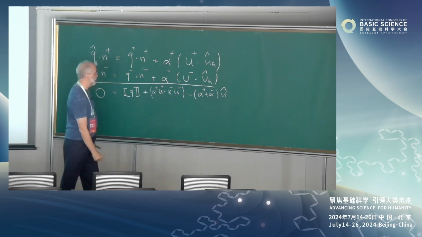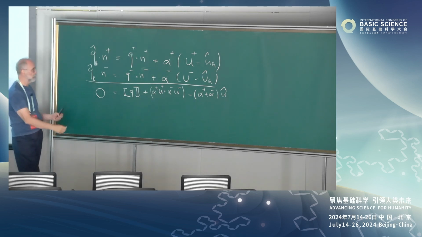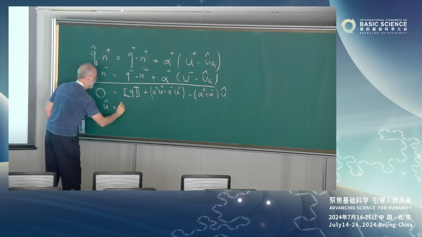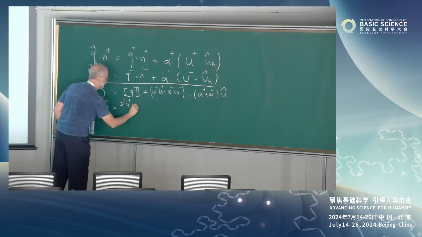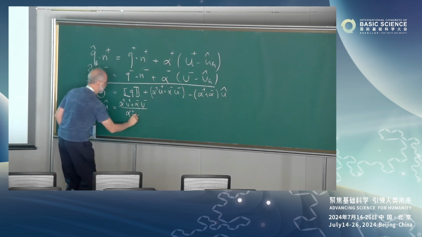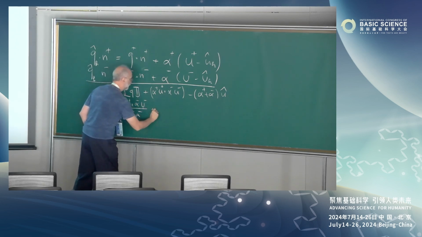Okay, and then you see that U hat has to have this particular form. So in particular, U hat is equal to alpha plus U plus alpha minus U minus, and then plus 1 over.